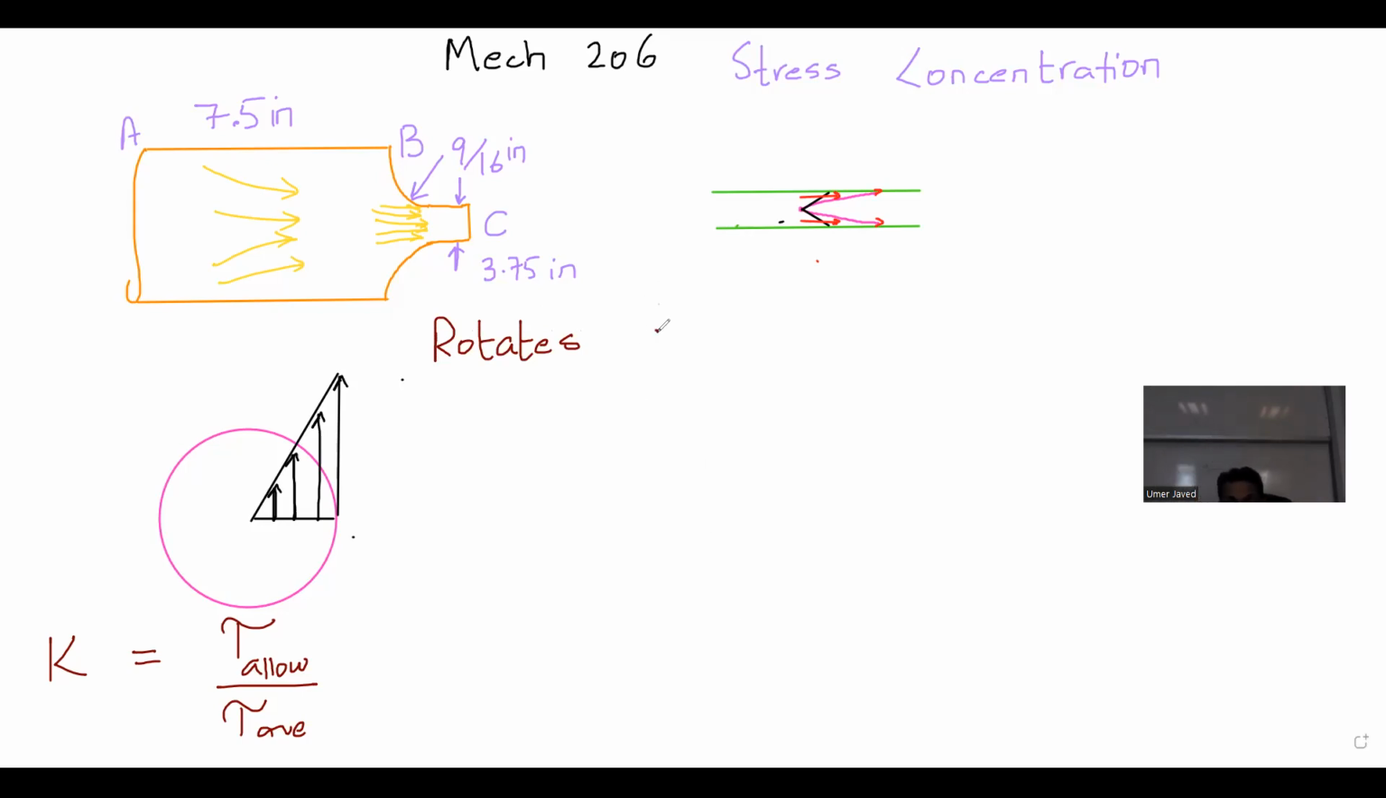Okay, the shaft rotates at 900 RPM. The allowable shear stress is 8 KSI. Can you tell me the meaning of KSI?